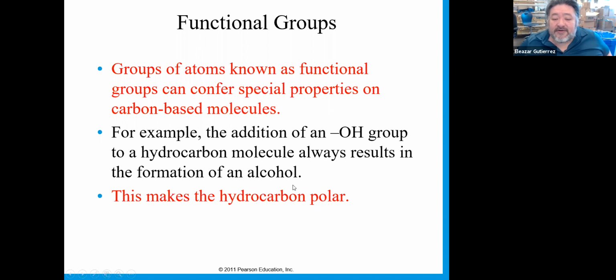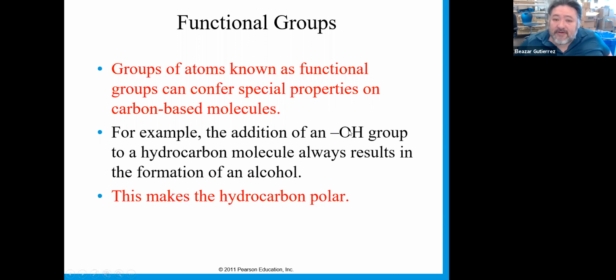As it turns out, it also forms another type of molecule called a sugar. So sometimes alcohols and sugars are so similar that even scientists can't agree on which one they are, okay? So what happens? This just made the hydrocarbon polar. It gave it a polar character.